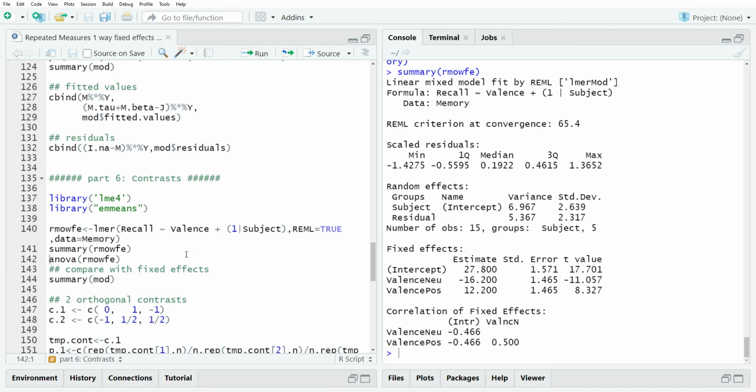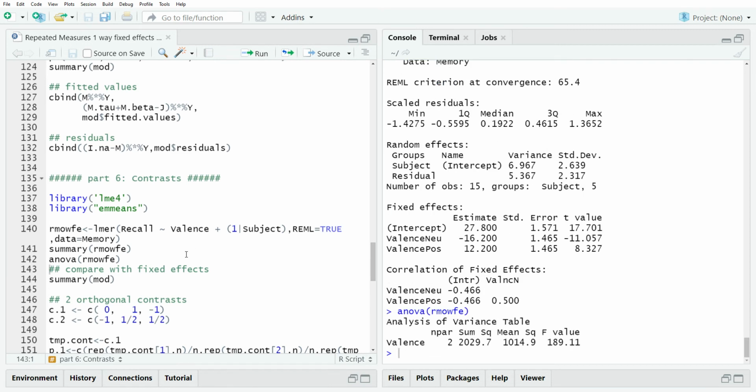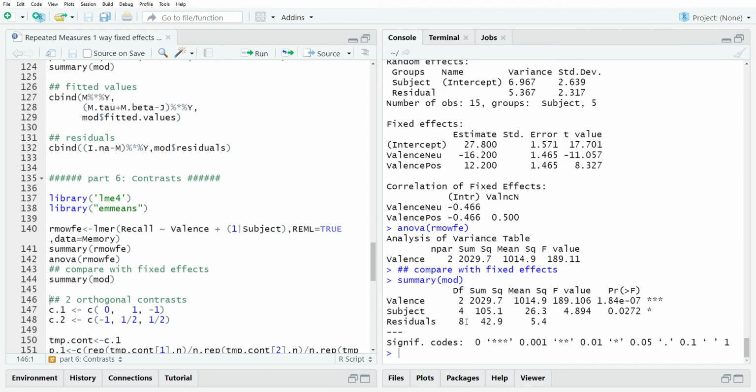So let's explore this. Let's look at the ANOVA. Notice that when we run the ANOVA from the repeated measures one-way fixed effects model, and then we treat subjects as a fixed effect and look at that ANOVA table, the valence is the same, right? Because that's the fixed effects component of this design. So that's the same.